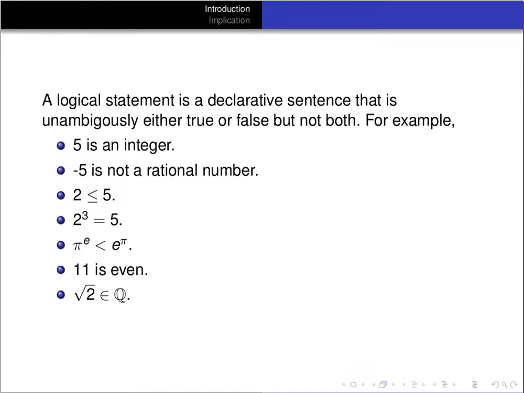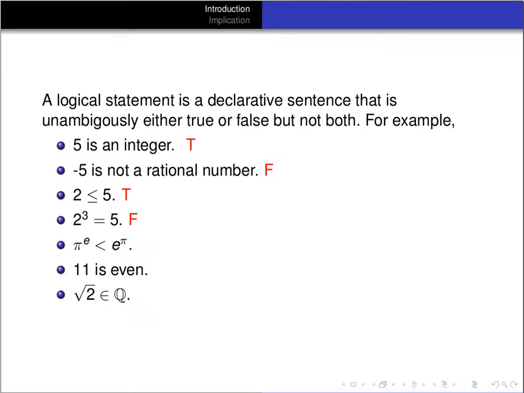5 is an integer is a true statement. -5 is not a rational number. That's false. It is a rational number. 2 is less than or equal to 5. That's true. 2 cubed is equal to 5. No, it's not. It's equal to 8. You might want to check this one for yourself.